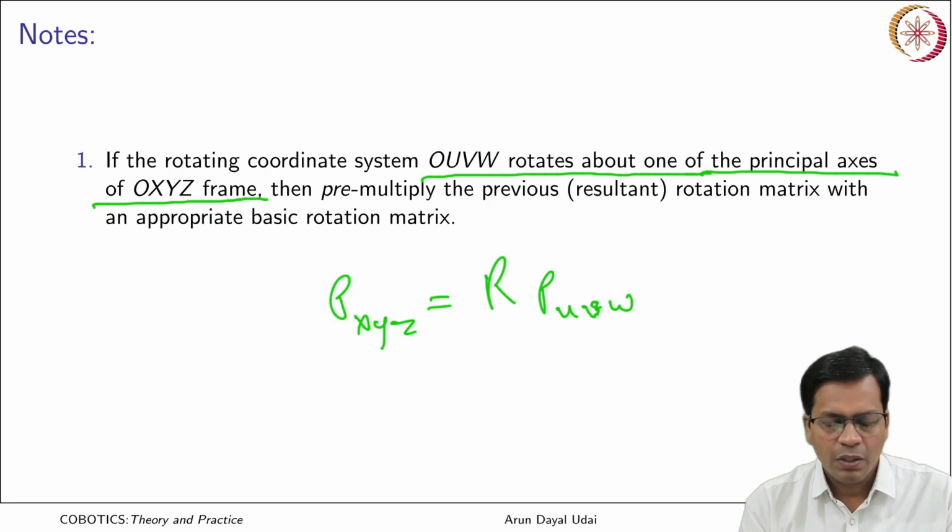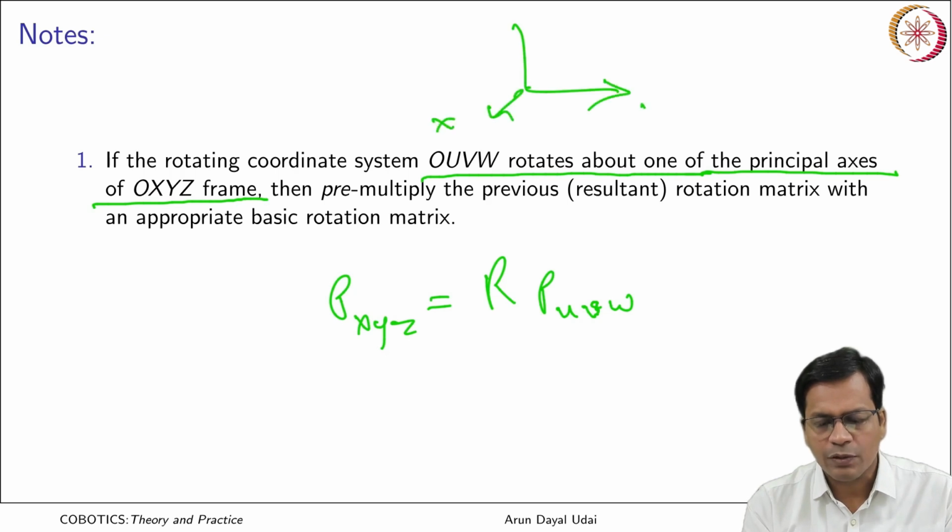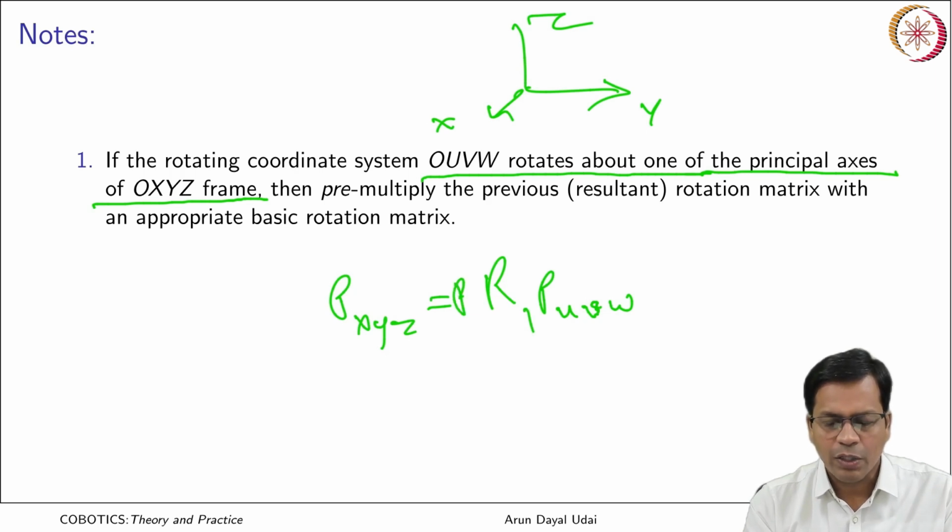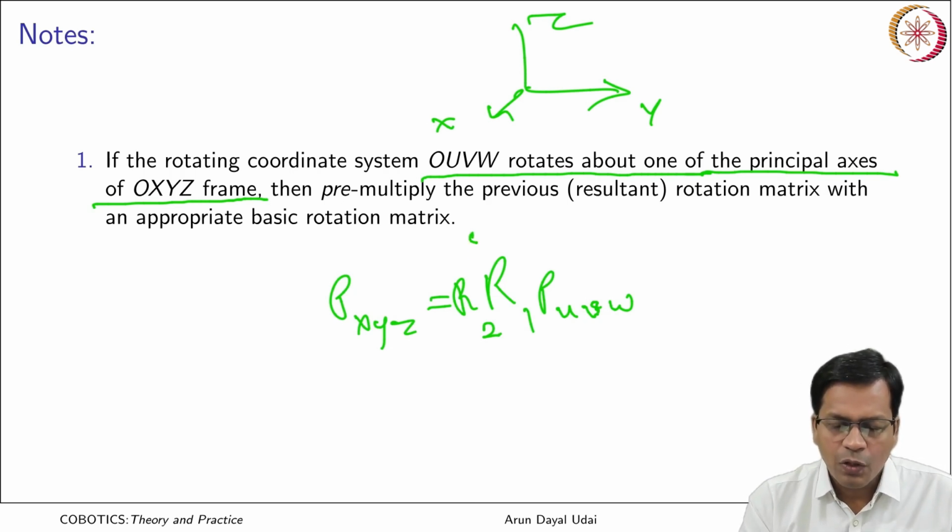If there is a second rotation, which is again about the base reference frame, that is X, Y and Z, again we are doing rotation. So if this is the first rotation matrix, the second one will come here. Why is it so? As I have explained earlier, the second rotation is happening on top of the result of the first rotation.